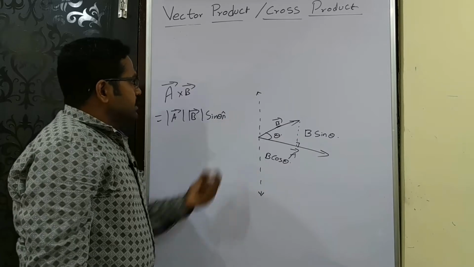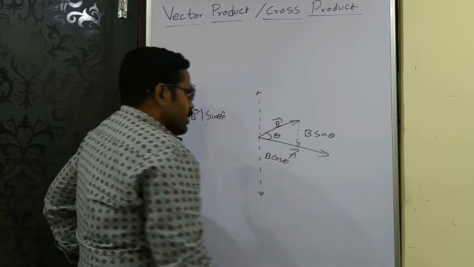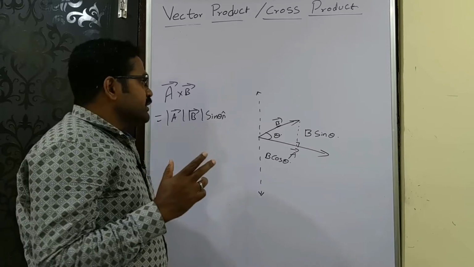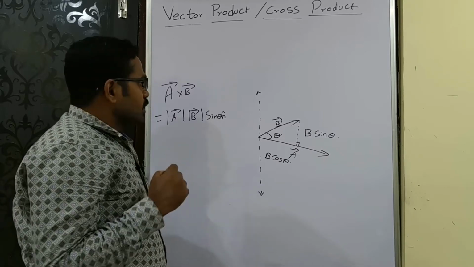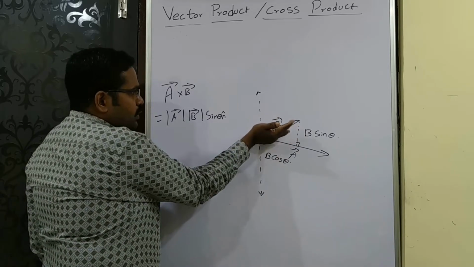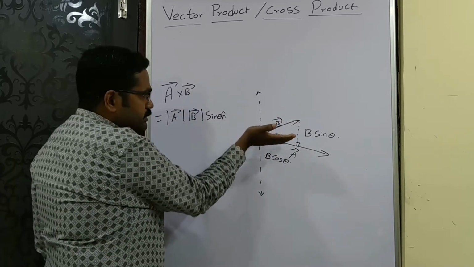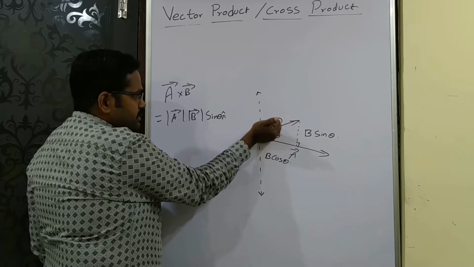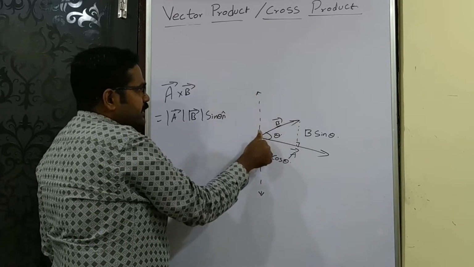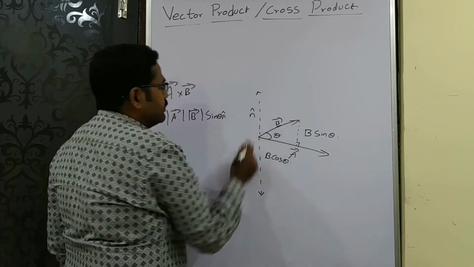So how do you say whether n cap's direction is upward or downward? For doing that you need to know two rules. One is the right hand thumb rule, the other is the right hand screw rule. First we go with the right hand thumb rule. If I place my palm on this vector and close the palm towards theta and towards vector B, see, I have placed my palm here and I am closing it. What is the direction of my thumb? My thumb here is pointing upward. This is the direction of n cap, upward.